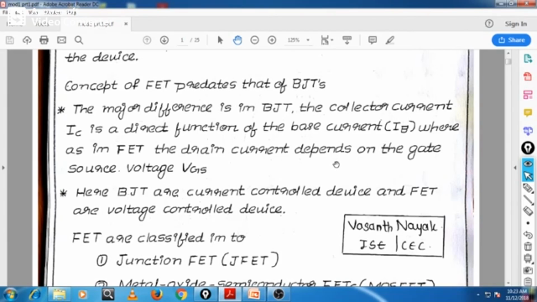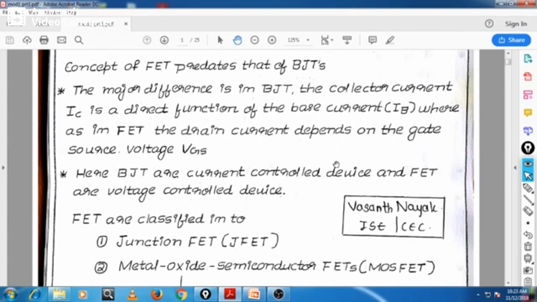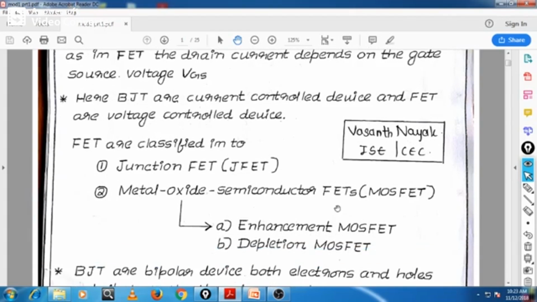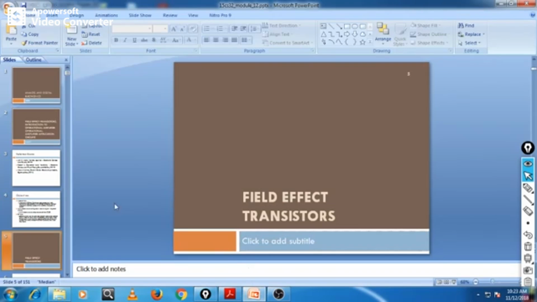Now FET is further classified as junction field effect transistor and metal oxide semiconductor FETs, MOSFET. In MOSFET, once again we have two classifications, enhancement MOSFET and depletion MOSFET. So now I will take you to the slide.